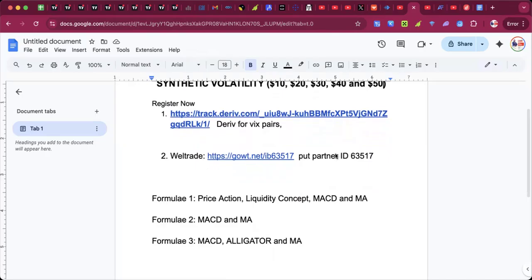You need this. You can use Formula One. Formula One is called price action, liquidity concept, MACD, and MA. Then Formula 2 is called MACD, of course, and MA. So the combination of MA is what matters, because it can be MA, then MACD, alligator, and MA. Now, I have different strategies, but these are simpler ones that you can easily understand.